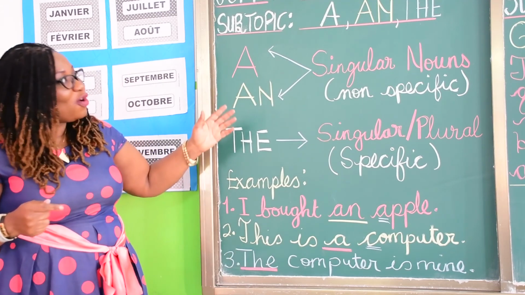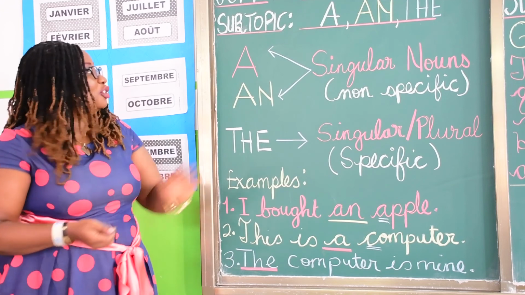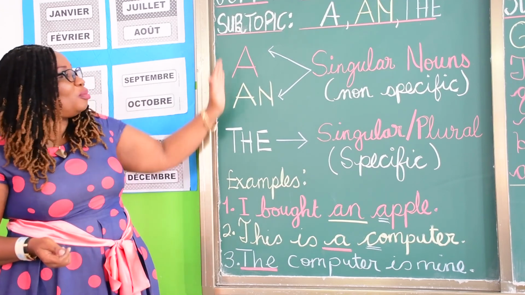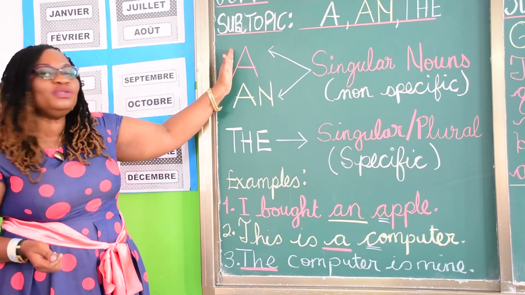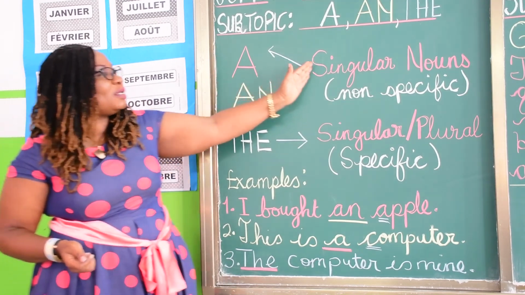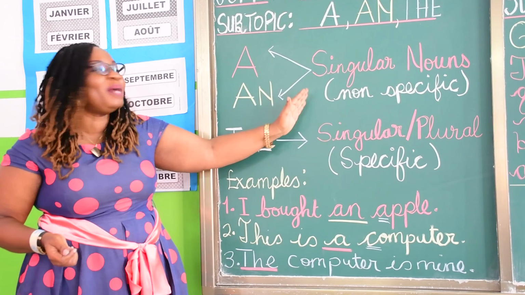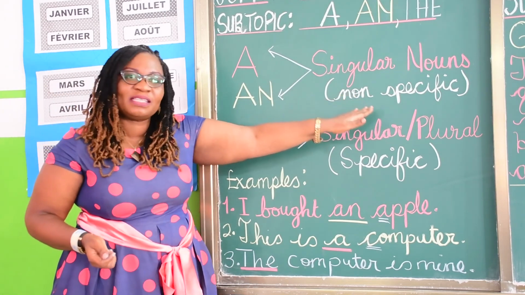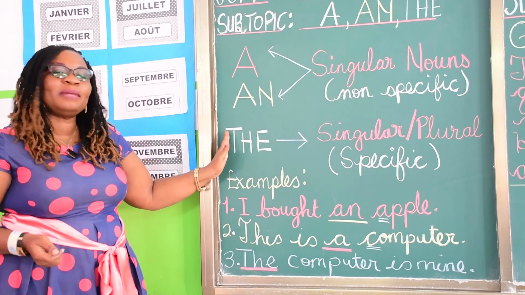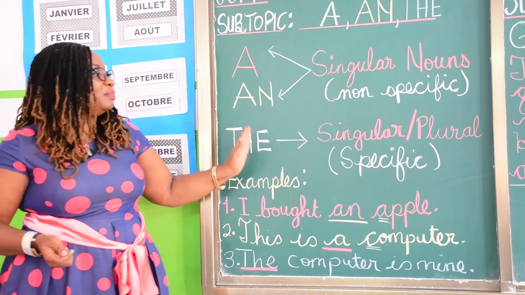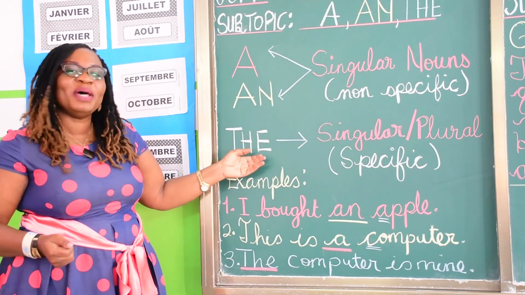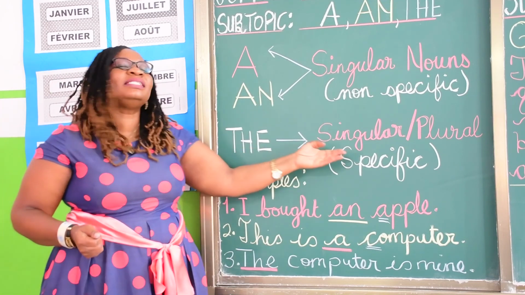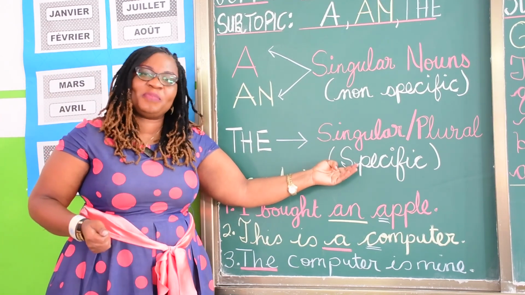I am sure you have understood the lesson. You now know the three article brothers, a, an, and the. You know when we use a and an, we use them for singular nouns, and we bear in mind that they are non-specific. But our elder brother, the, can be used for both singular and plural nouns, and remember, it is specific.